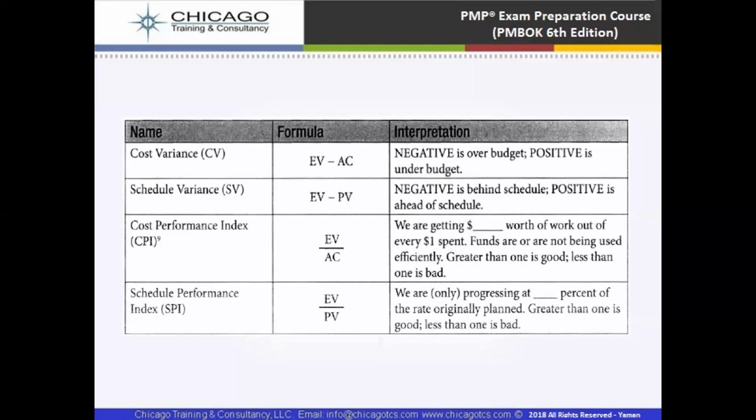So if cost variance is negative, it means we are over budget. And if it is positive, we are under budget. Schedule variance, if it is negative, shows we are behind schedule. And if it is positive, it shows we are ahead of schedule.